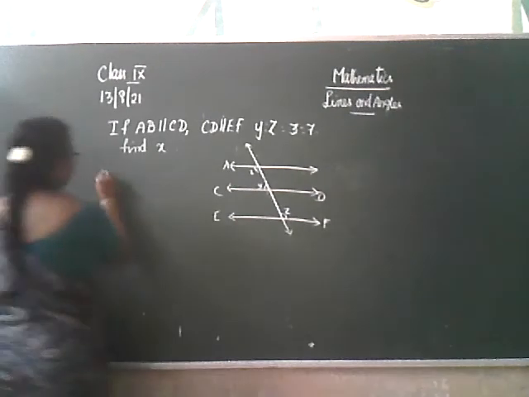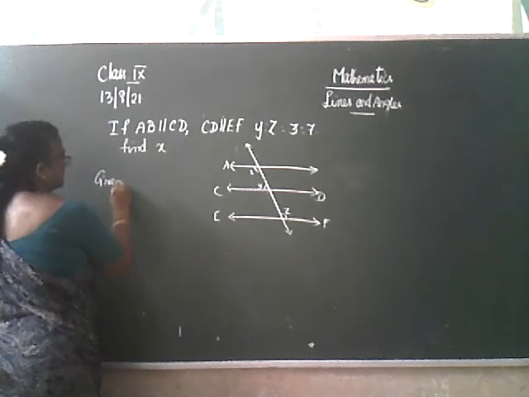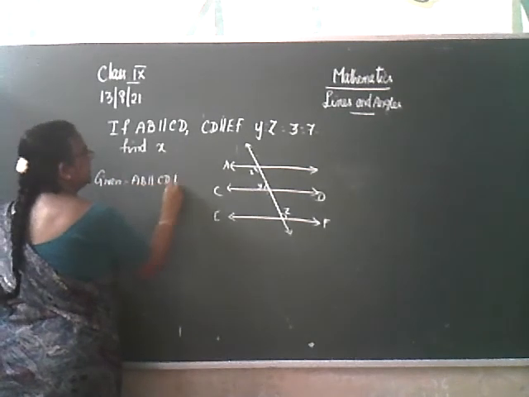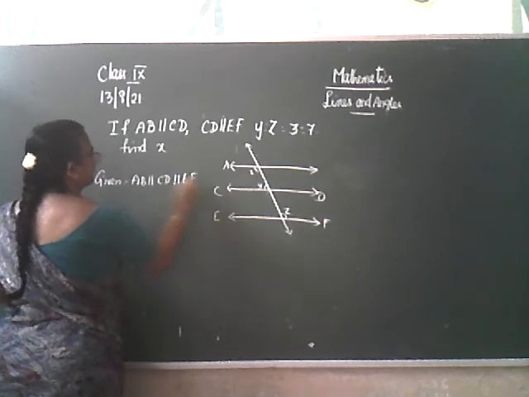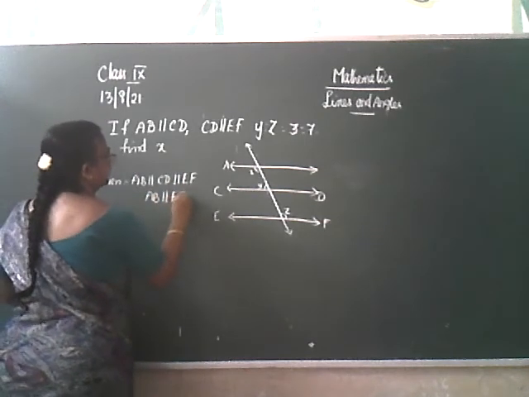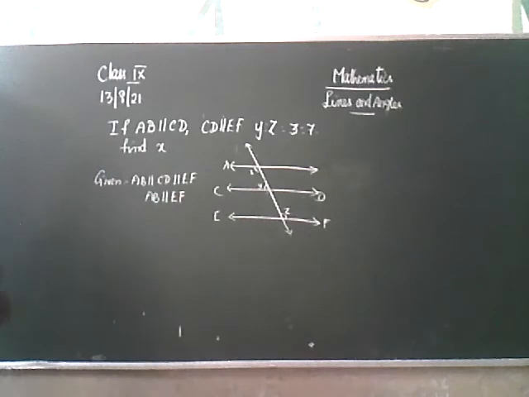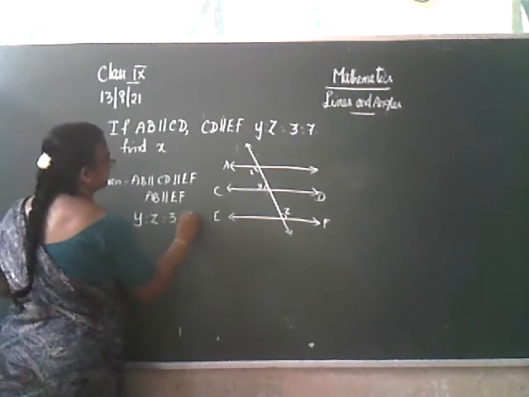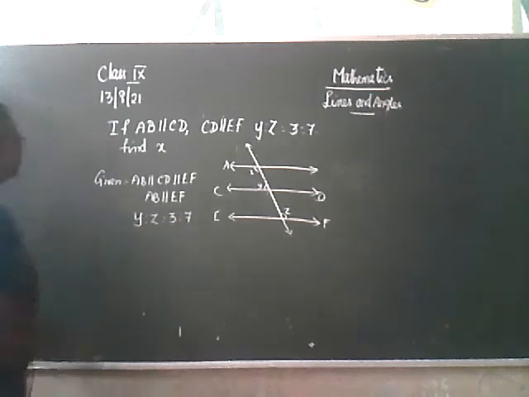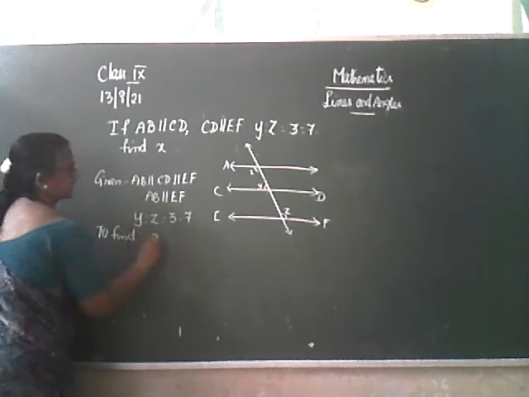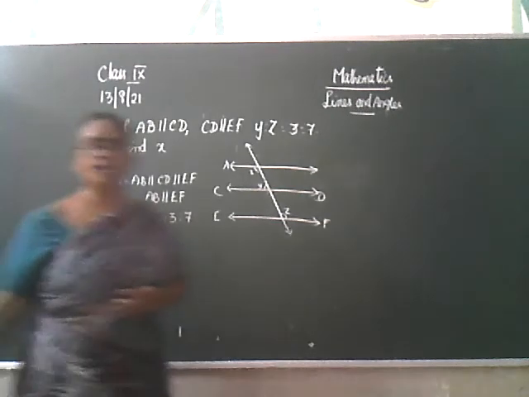So, it is given AB is parallel to CD and CD is parallel to EF. So I can write AB is also parallel to EF. Lines which are parallel to each other are parallel. Then it is given y is to z is equal to 3 is to 7. You should find only the value of x. That is enough here. Okay?